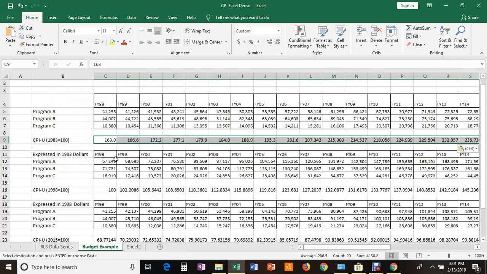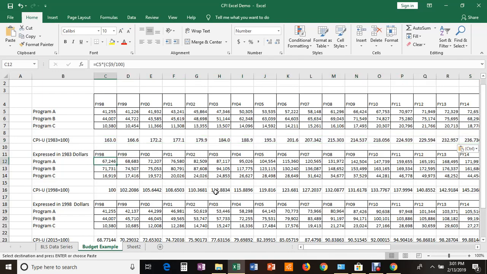Okay, so what that did is it changed this. How did it change that? Because for each one of these I put in a formula, and my formula is this. To determine what the value of this nominal number in 1983 dollars was for 1998, my formula is I take this number and I multiply it by the CPIU divided by 100.